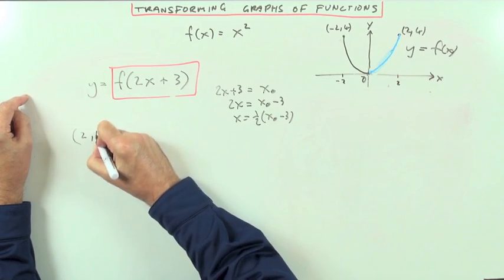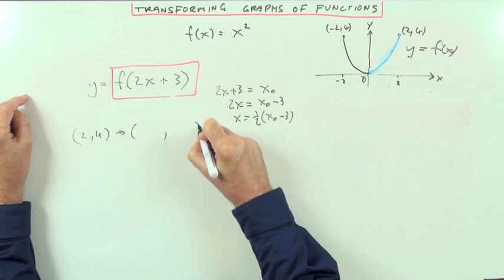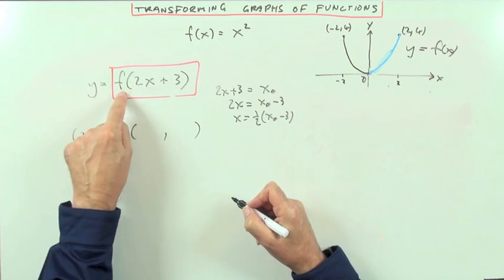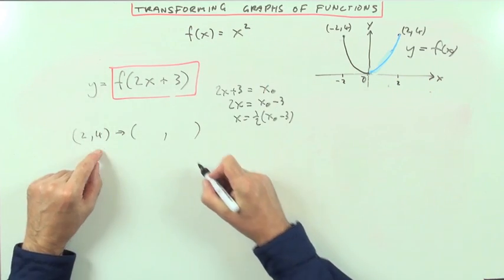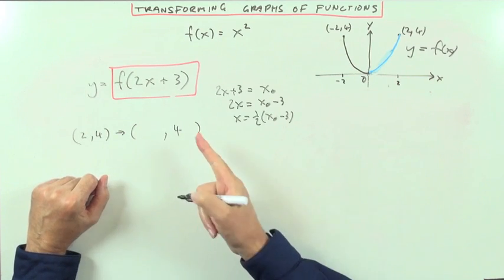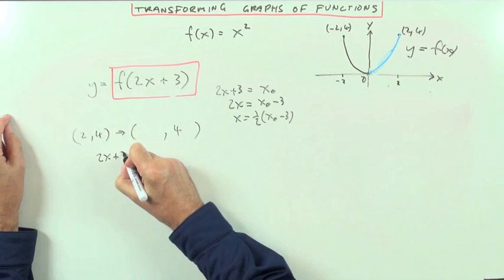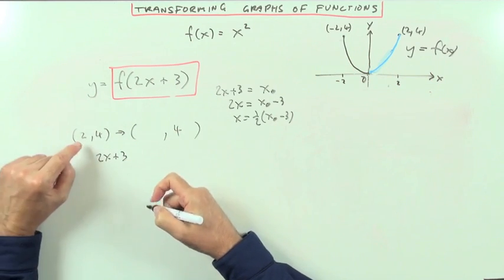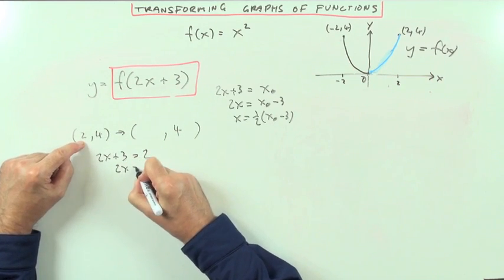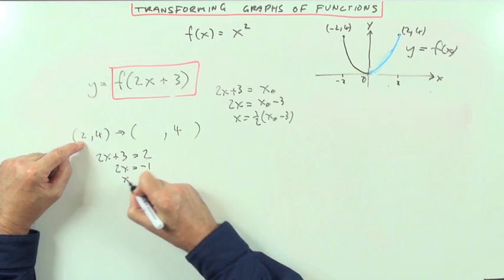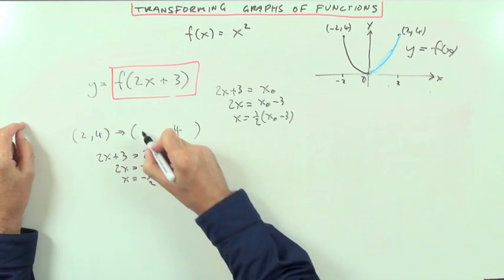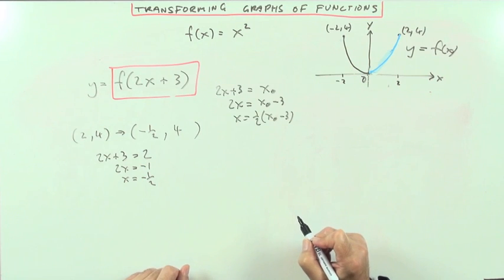(2, 4). Where does it go? Well, no change to the answer. Nothing happening outside that box, so it's still at 4. Where will this new answer be? Well, the original position, which is what it specifies in here, was 2. So the new position will be, take away 3, negative 1, then divide by 2, negative a half. It will be at (negative a half, 4).